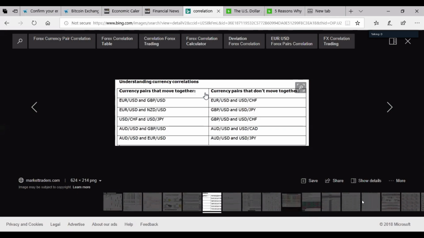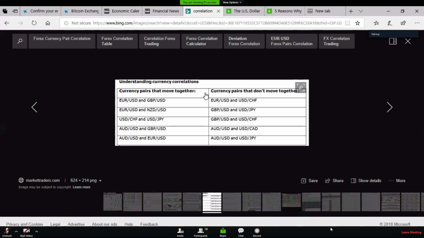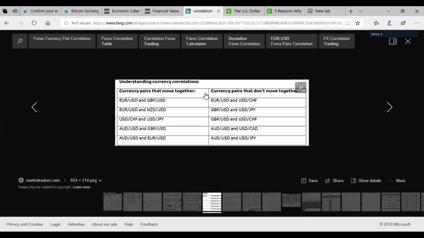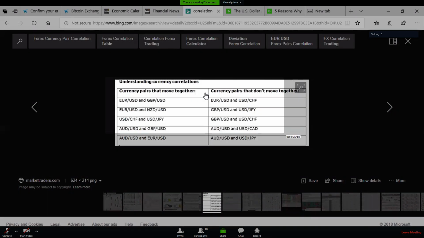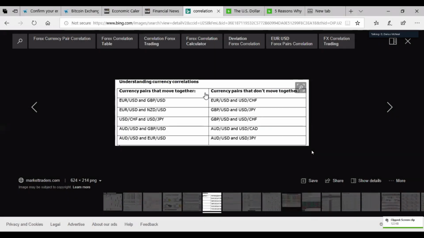It's telling you, this is a quick synopsis of some pairs that move together and some that don't. And I would suggest you guys Google this or write it down, because if you don't pay attention or you don't use fundamental analysis to understand why currency pairs move together or which ones move together, then you could possibly be buying and selling pairs and really zeroing out.